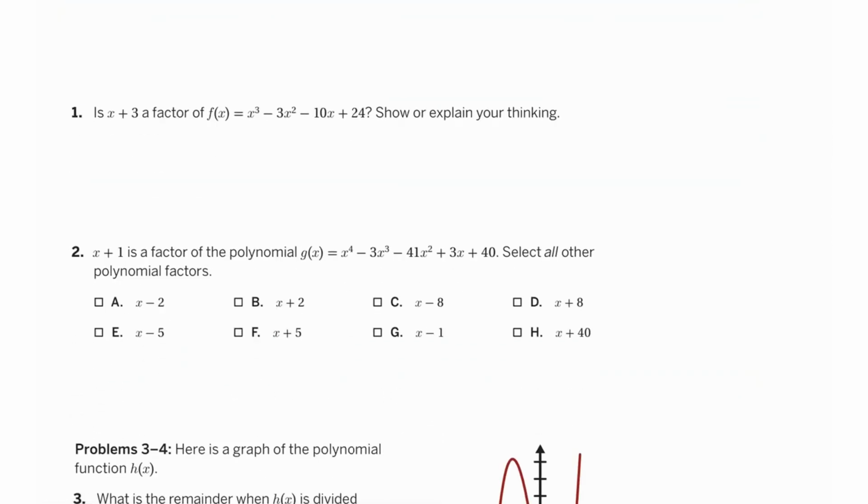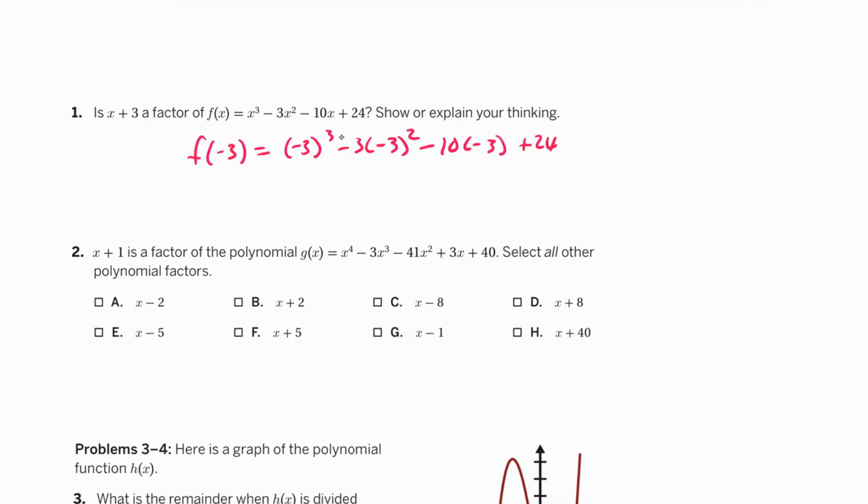So for number 1 here, is x plus 3 a factor of f of x? To do this, I'm just going to plug in negative 3 and see if we get 0. If we get 0, then yes, it's a factor. If we don't get 0, then we know that it is not a factor here.